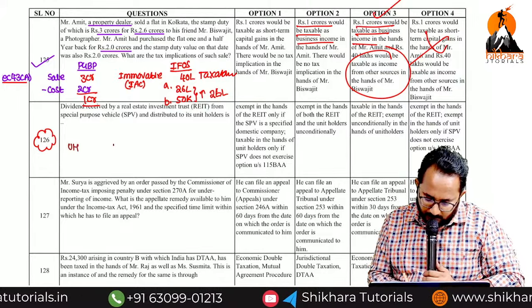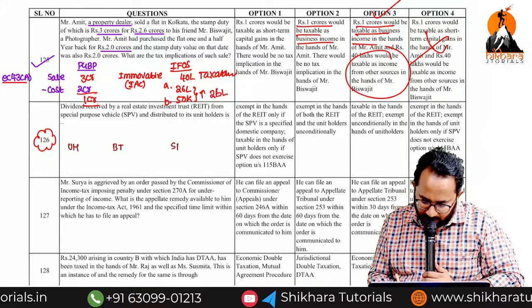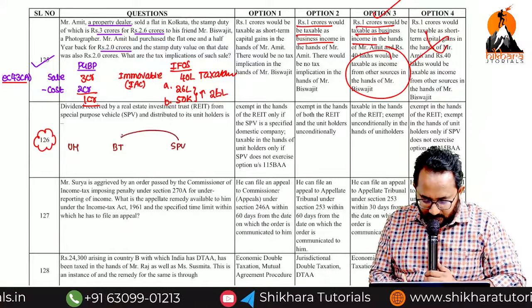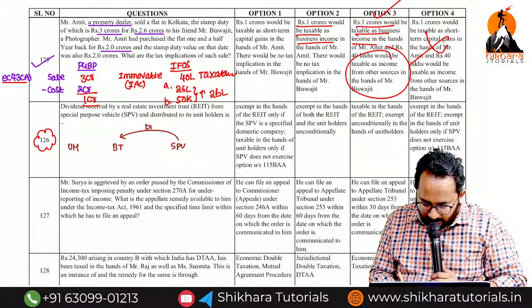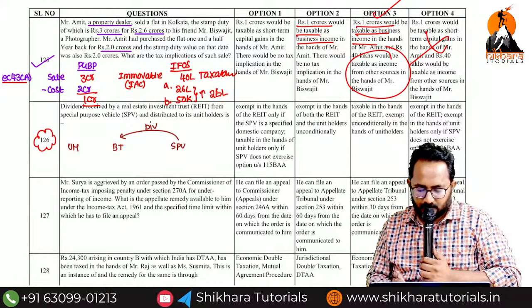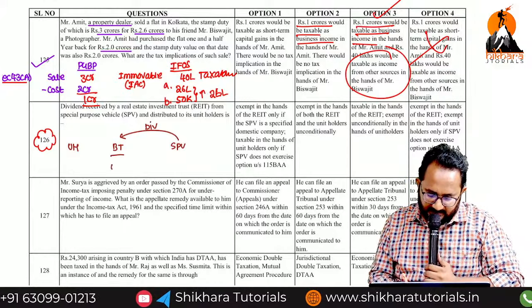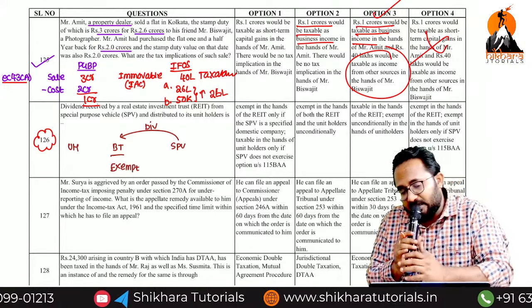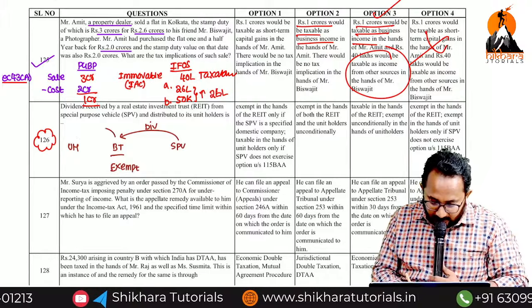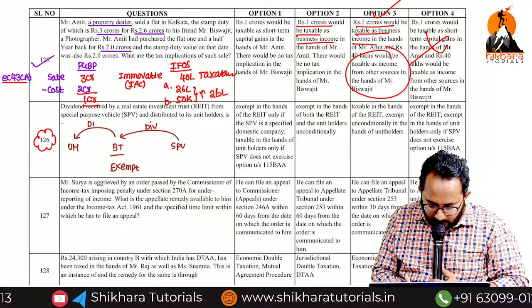Unit holder, business trust, SPV. SPV, the special purpose vehicle, means an Indian company. When the Indian company gives the dividend, in the hands of the business trust it is completely exempt. Why? They are not holding this dividend amount. They are going to distribute it to the unit holders.